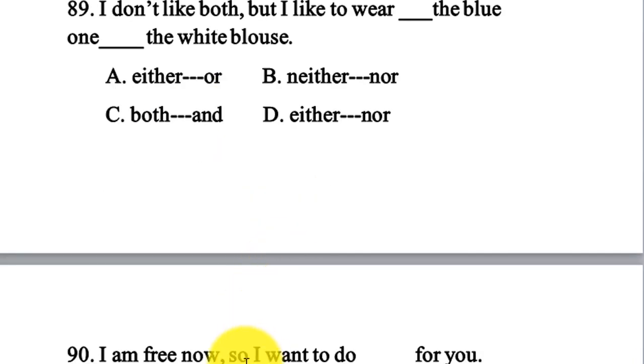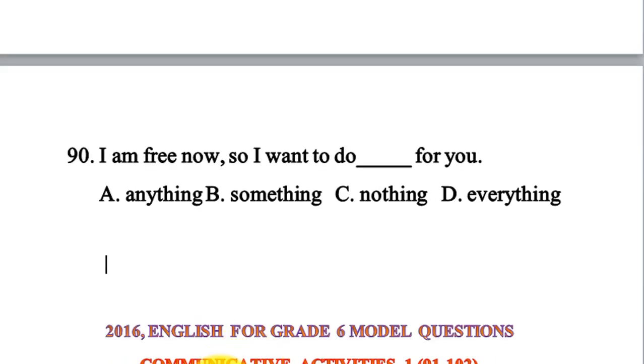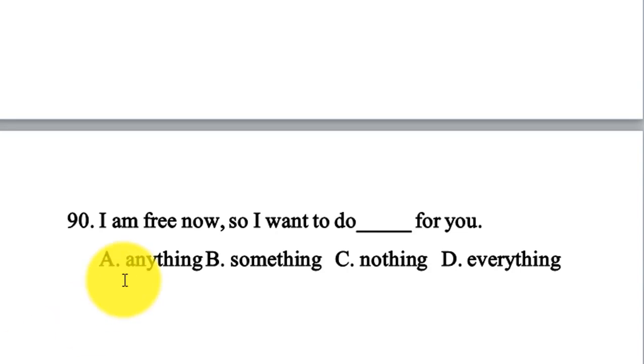The last question, question number 90. I'm free now, so I want to do blank for you. Indefinite pronoun question. Some, any, no, none, nothing, anything, something, no one, anyone, someone, nowhere, everywhere, anywhere, and somewhere. All these are called indefinite pronouns. Some we use for things, some we use for places, some we use for person. So I'll give you a clear presentation regarding what indefinite pronouns are.